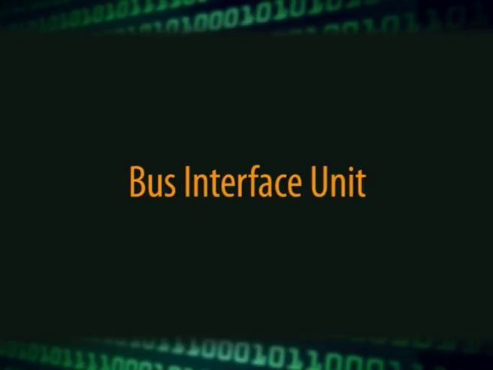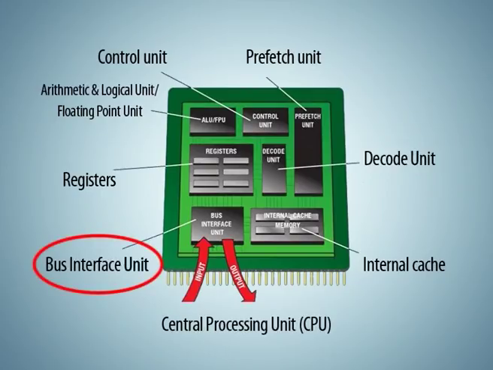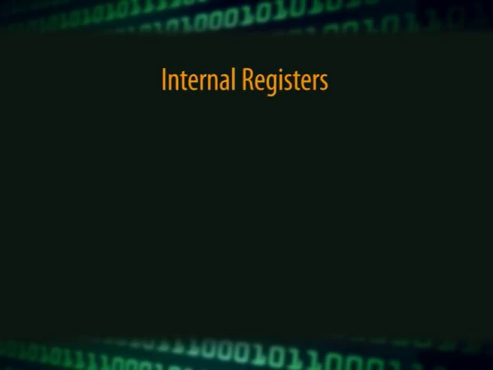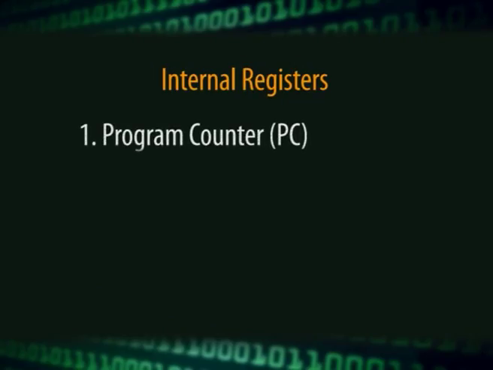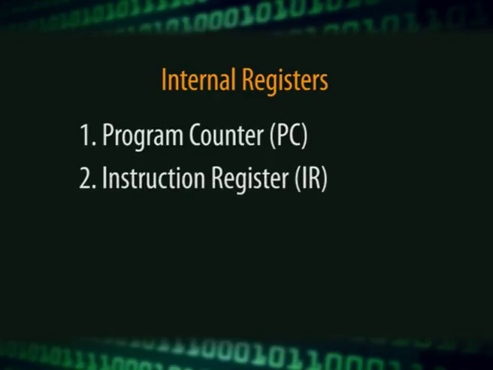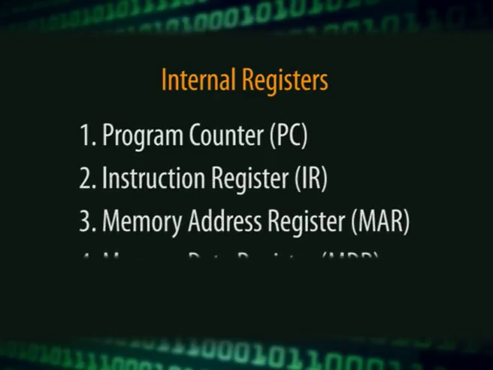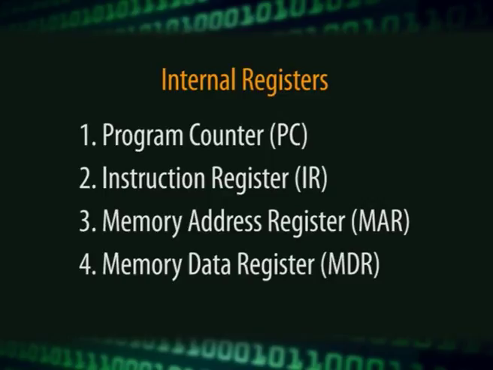The next important component of the CPU is the bus interface unit. The bus interface unit is a place where the instructions and data flow in and out of the CPU. It connects the CPU to the system bus so that it can communicate with external cache, RAM and the rest of the computer. The CPU executes an instruction with the help of 4 internal registers. First is the program counter, second is the instruction register, third is the memory address register, fourth is the memory data register.